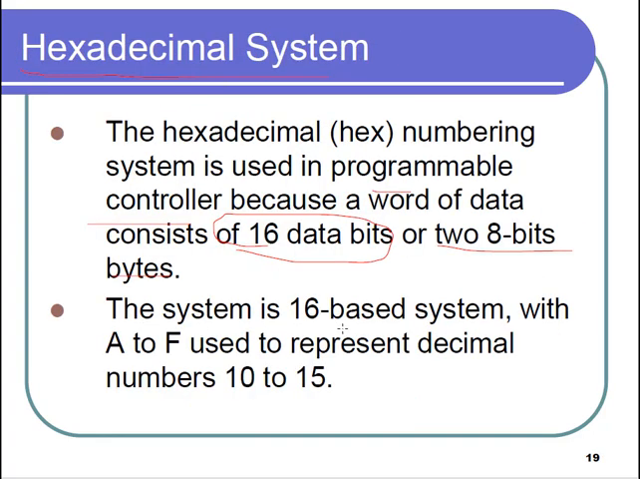The hexadecimal system is a 16-base system with the values A to F, okay, used to represent the numbers 10 to 15. We will look into the table for the hexadecimal system in the next slide.